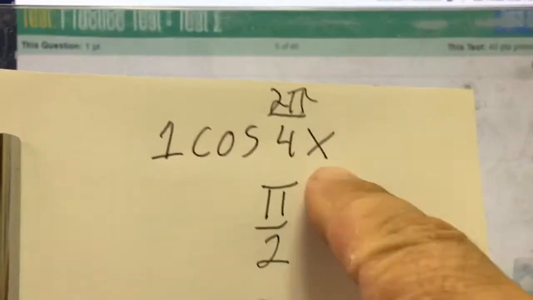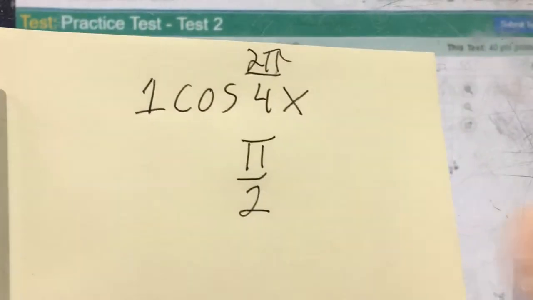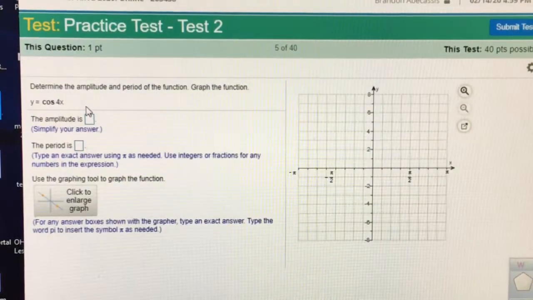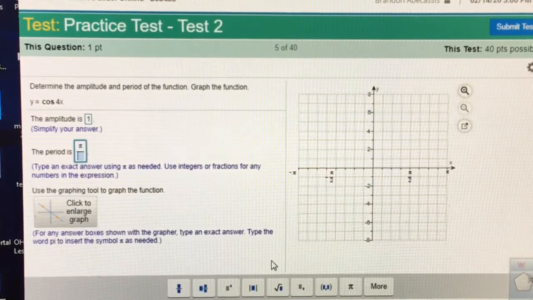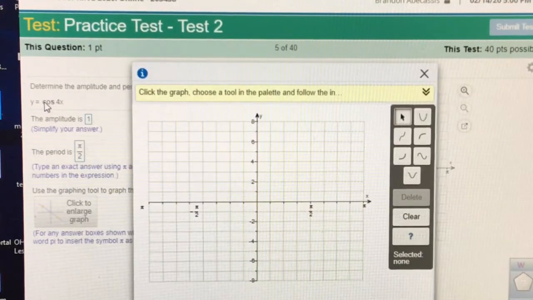Notice there's nothing over here in the back end, so there's not going to be any horizontal or vertical phase shift. So my period is pi over 2. My amplitude is 1, so I type in 1 for the amplitude, and then pi over 2. And this one I can actually use the pi button that they give me. Want to graph it? It's cosine now, so please be aware, I'm not going to use the sine button, I'm going to use this cosine button.